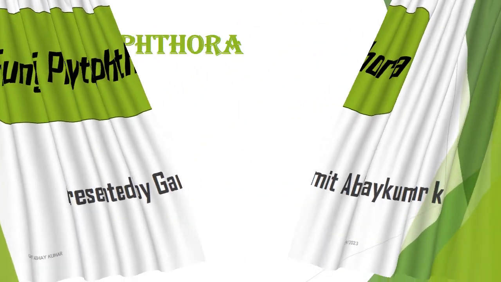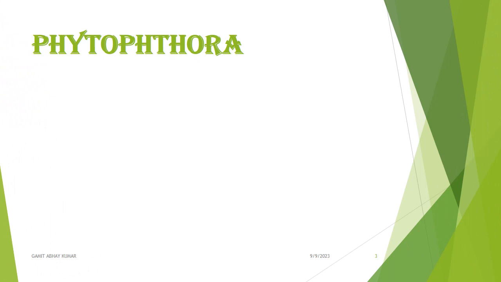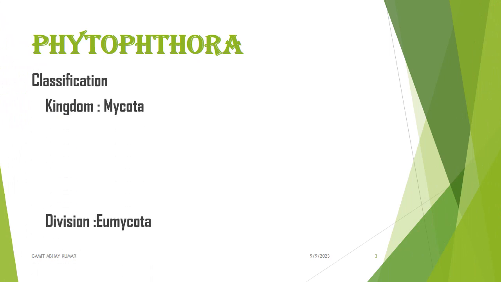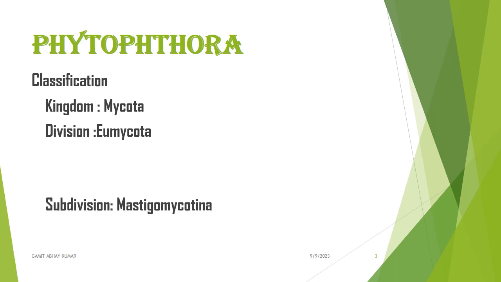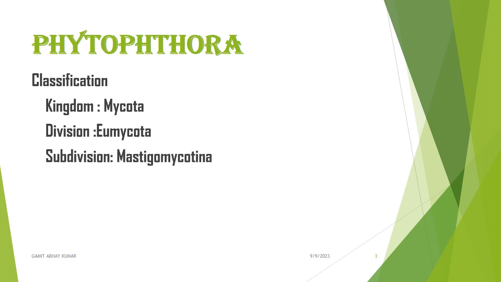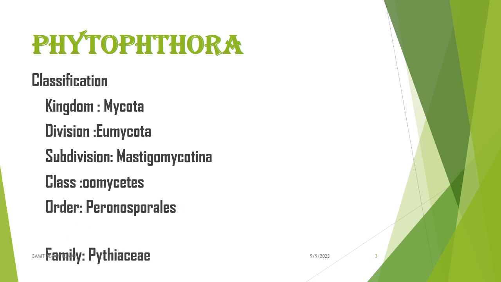First of all, what is Phytophthora and what is its classification? So the classification is kingdom Mycota, division Eumycota, subdivision Mastigomycotina, class Oomycetes, order Peronosporales, family Pythiaceae.